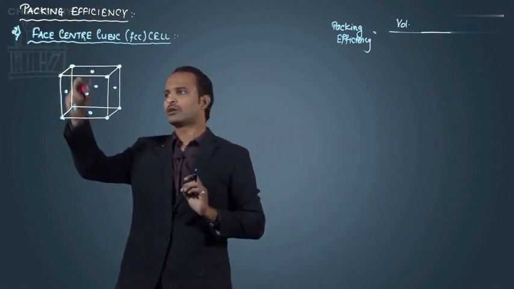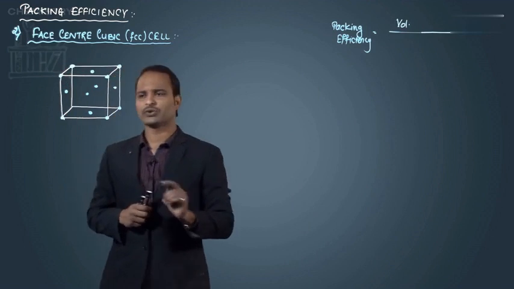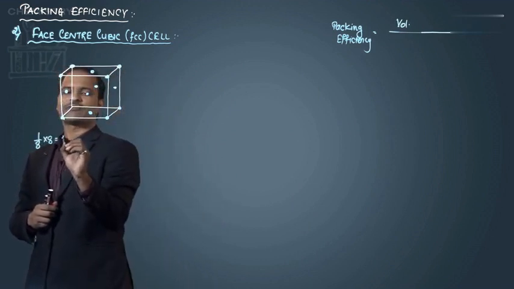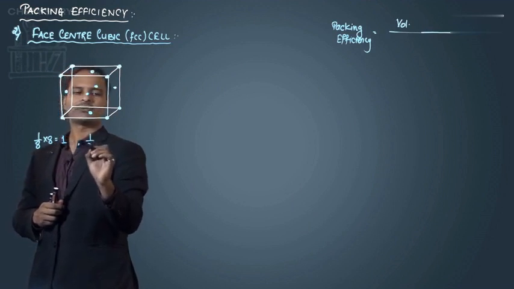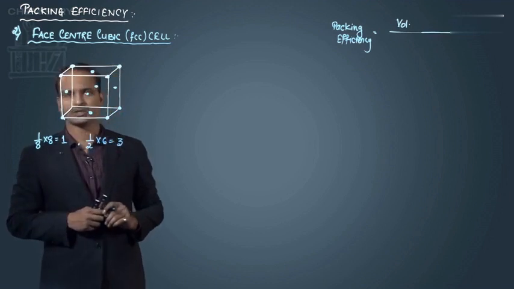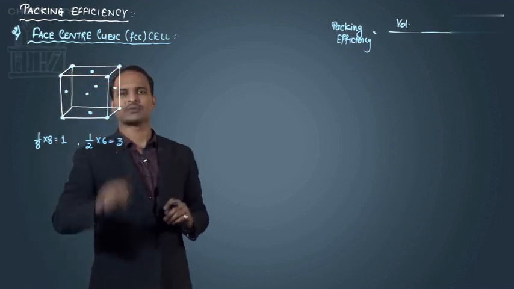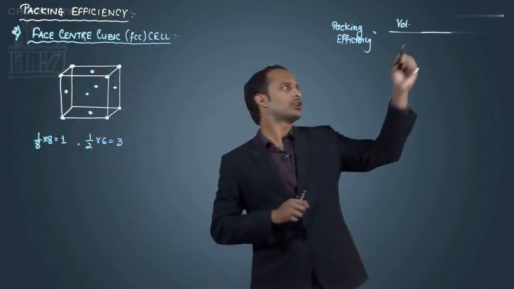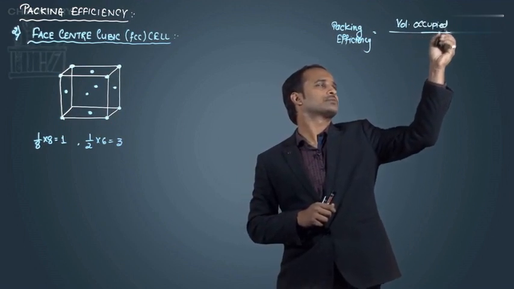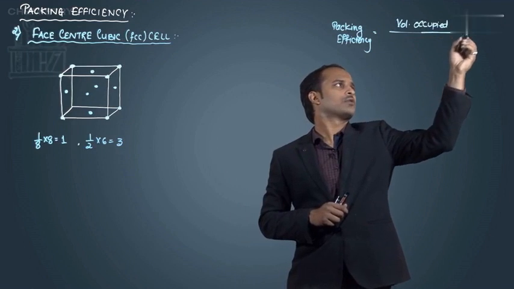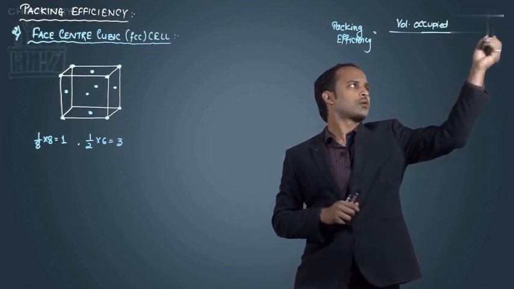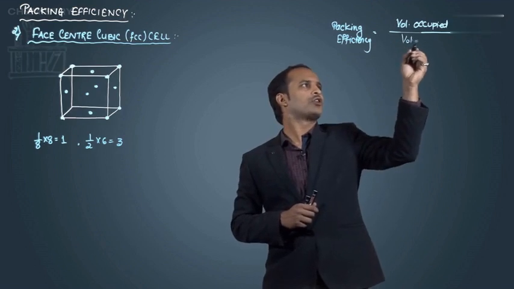How 4 particles? 1 by 8 from each corner, that is 1 by 8 into 8, which is 1 from the corner, and half into 6 from the faces, that means 3 particles from the faces. So the total is 3 plus 1, that is 4. So it will be the volume occupied by 4 spheres upon the volume of the unit cell.